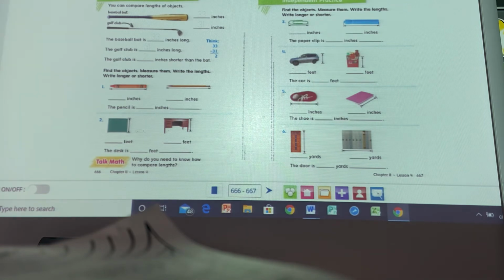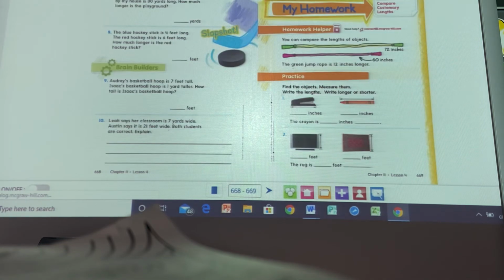All right, so let's move on. I think we have some brain builders coming. Yes, we do, and some word problems. Okay? So you're going to read the word problem, all right? And then they ask, how much longer is the playground? Remember, when we're finding the difference, we always do what? We always subtract, okay?